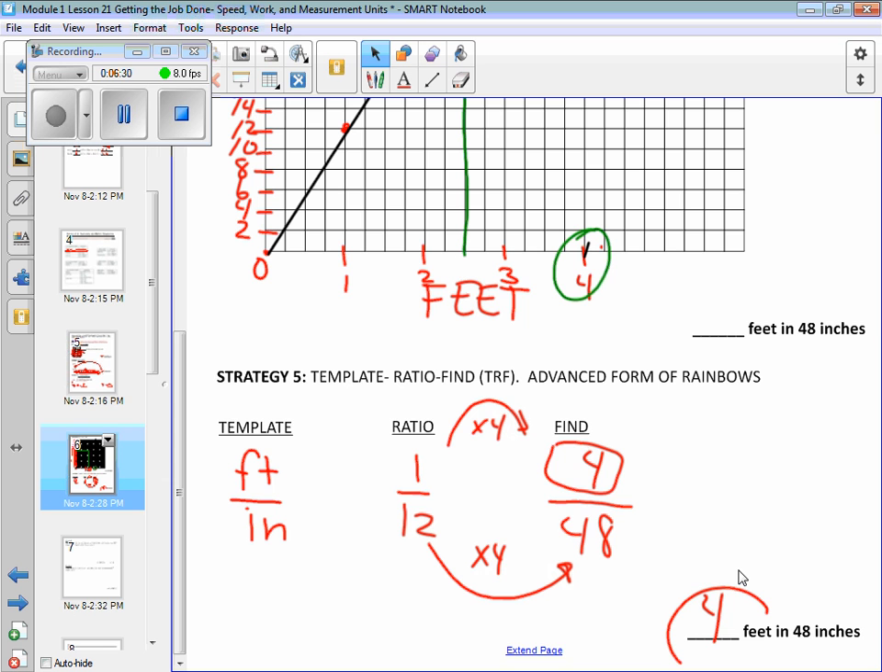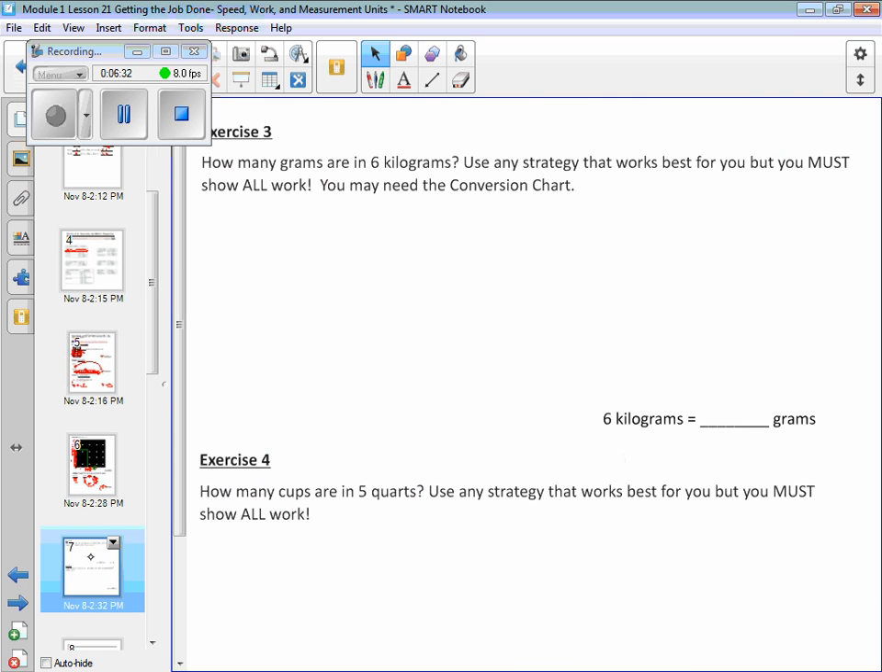Okay? Let's go to the first problem. We'll do this together, and then I'm going to let you guys work on your own. I don't care what strategy you use, but you need to show a strategy. The answer all by itself is not going to be good enough for these problems, nor is it going to be acceptable for tonight's homework. You got to show a strategy. One of the 5 that I've shown you. I'm going to do TRF. That's my choice. Okay? If you want to do equivalency ratio table, that's fine too.